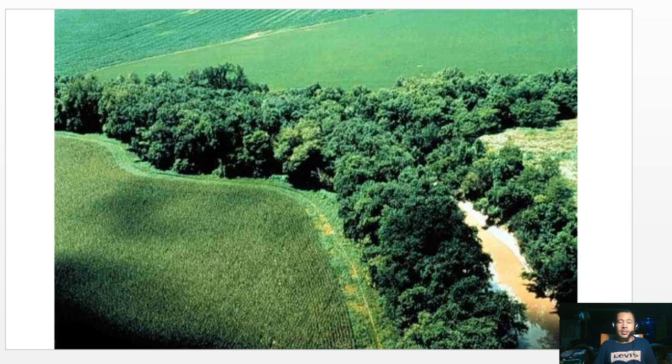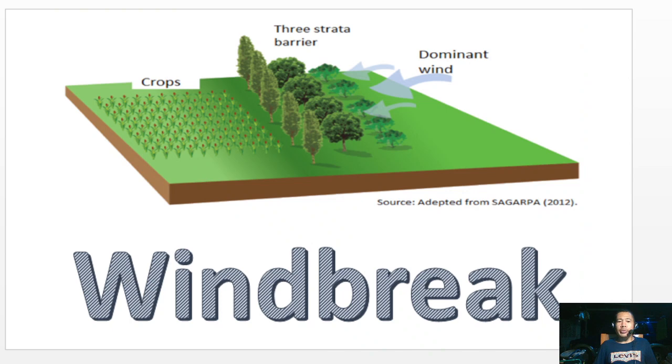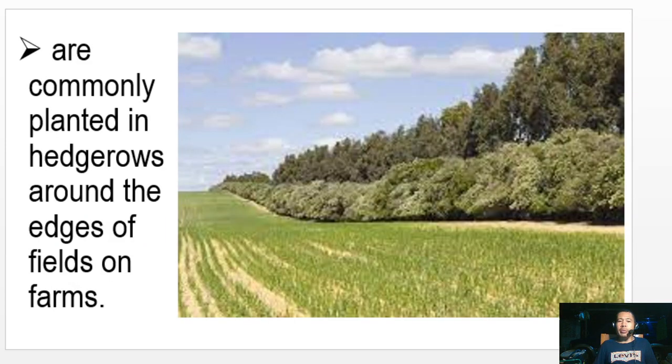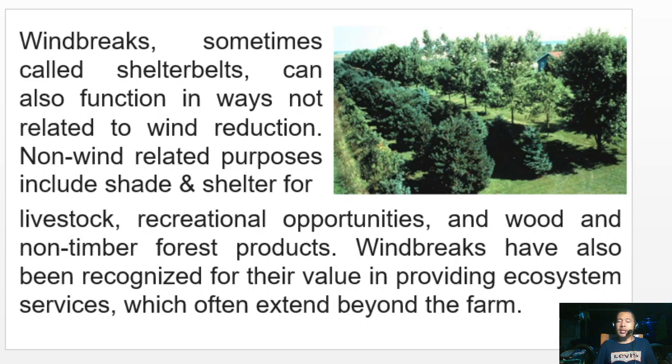Next, we have the windbreak. Windbreaks are linear plantings of trees and shrubs designed to provide economic, environmental, and community benefits. The primary purpose of most windbreaks is to slow the wind, which creates a more beneficial condition for soils, crops, livestock, wildlife, and people. Windbreaks are commonly planted in hedgerows around the edges of the fields on farms. Windbreaks, sometimes called shelter belts, can also function in ways not related to wind reduction. Non-wind related purposes include shade and shelter for livestock.